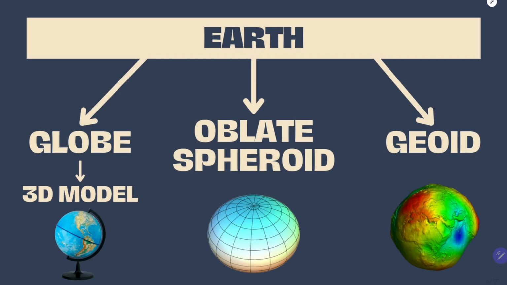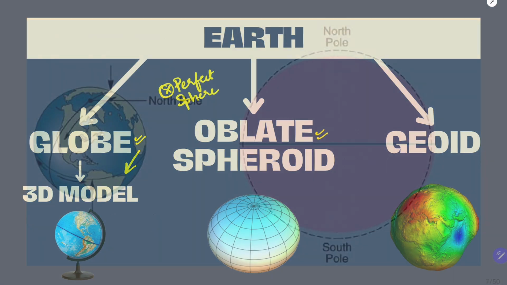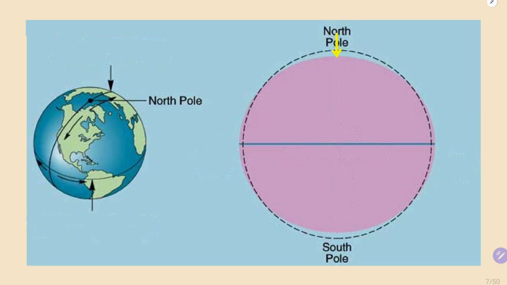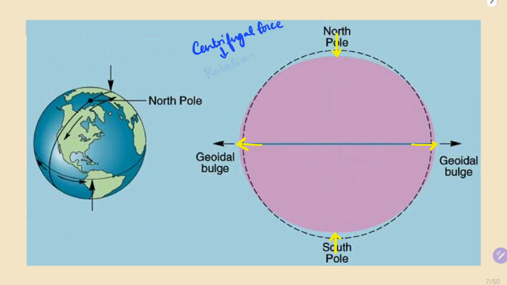A globe is the most accurate 3D model of the Earth. The Earth is not a perfect sphere but is an oblate spheroid. This is because it is slightly flattened at the poles while it bulges at the equator. This is due to the centrifugal force caused by the Earth's rotation that pushes the Earth slightly outward at the equator.